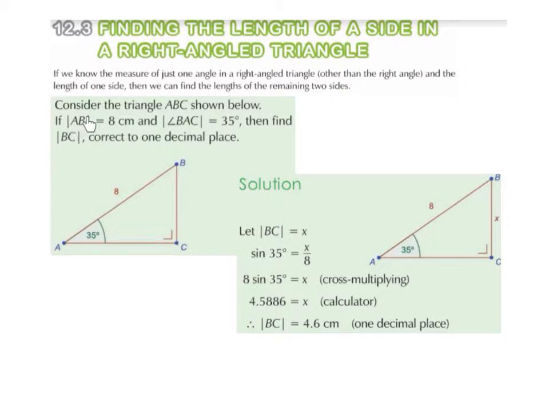If the length of AB is 8 centimeters and the angle BAC is 35 degrees, so this angle here, then find the length of BC correct to one decimal place. So we're trying to find this length here. So what we're going to do is let that length equal x. So we're going to label it as x and let BC equal x.